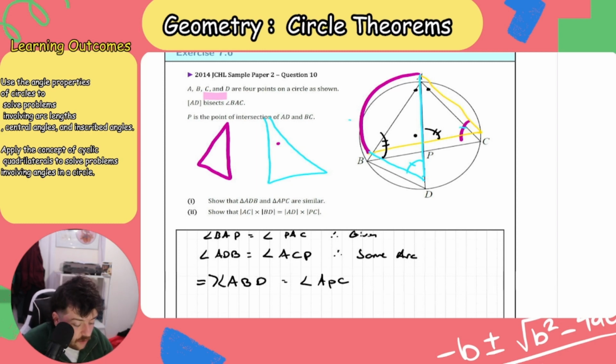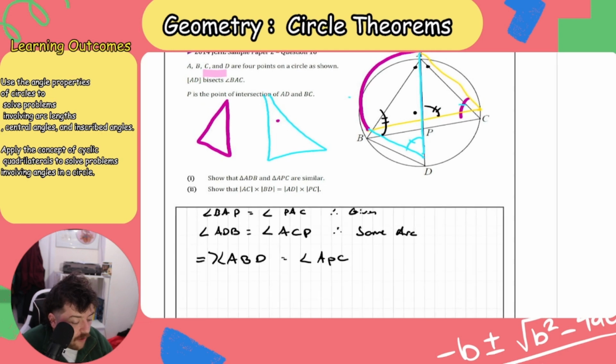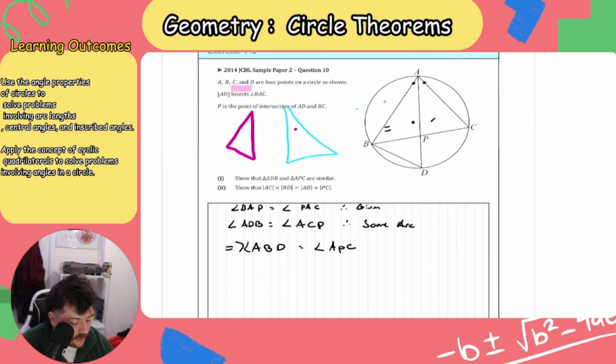And finally, show AC times BD is equal to AD times PC. So this is a tricky one. So you might think, oh my God, what are we doing here? We are dealing with similar triangles, ladies and gentlemen. We have to remember my ratios when it comes to similar triangles. So with similar triangles here, so this side was A, that was B. This is D, A, C, P.